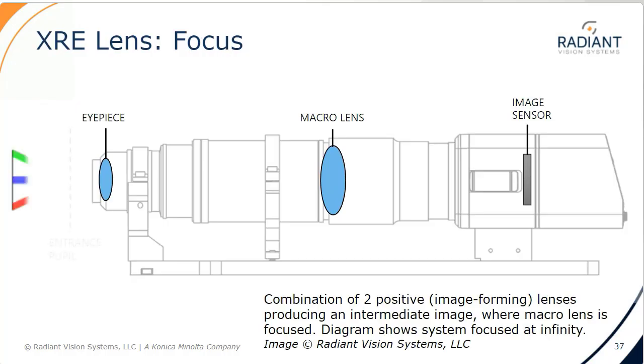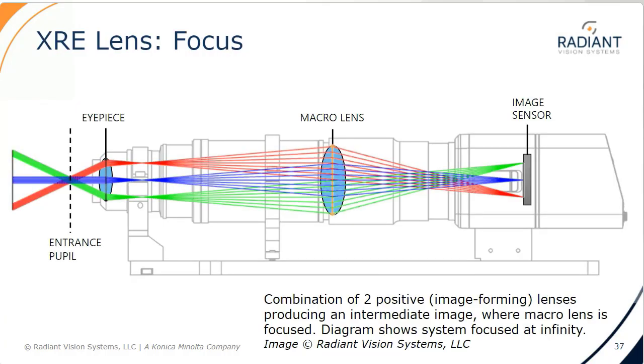Now to the challenge of focus. As we discussed, measuring various focal distances can be challenging for traditional lens systems, but the design of the XRE lens offers some advantages. An eyepiece and a macro lens in combination provide the focus of the system based on the f-stop of the eyepiece.